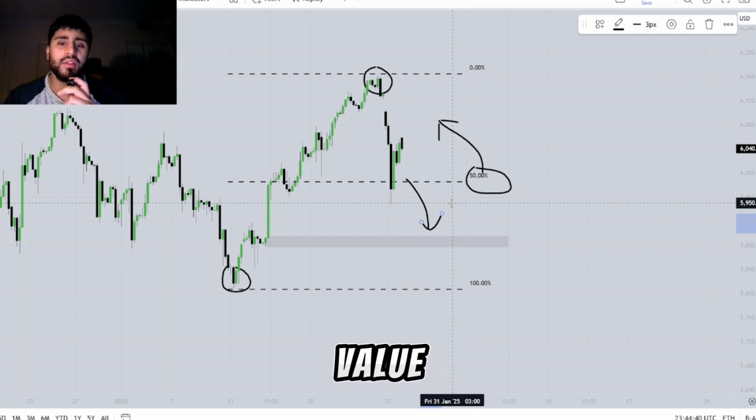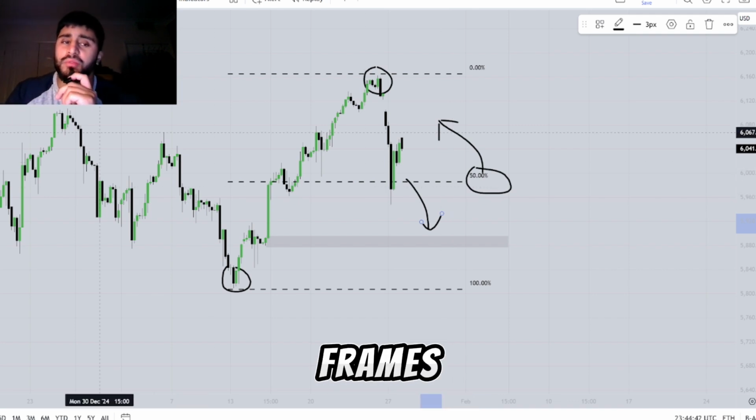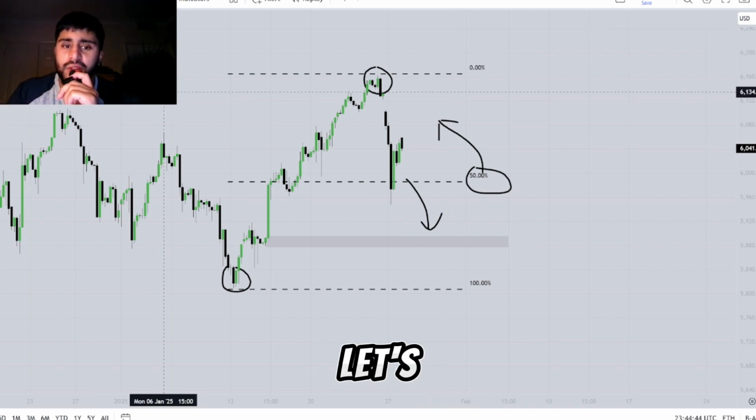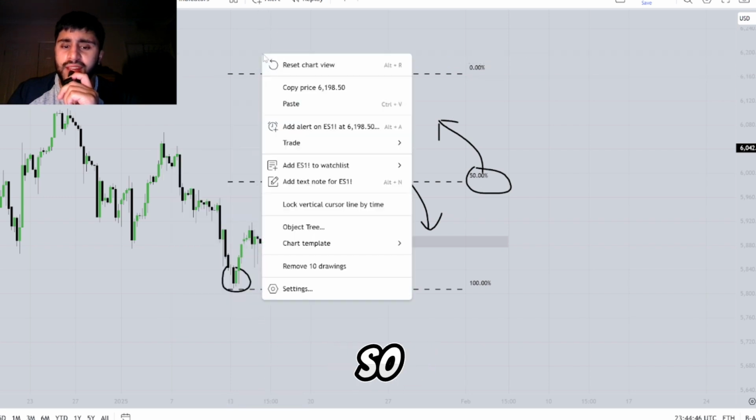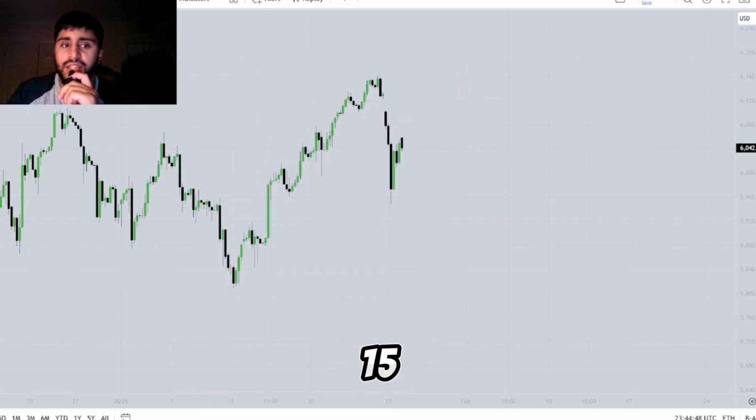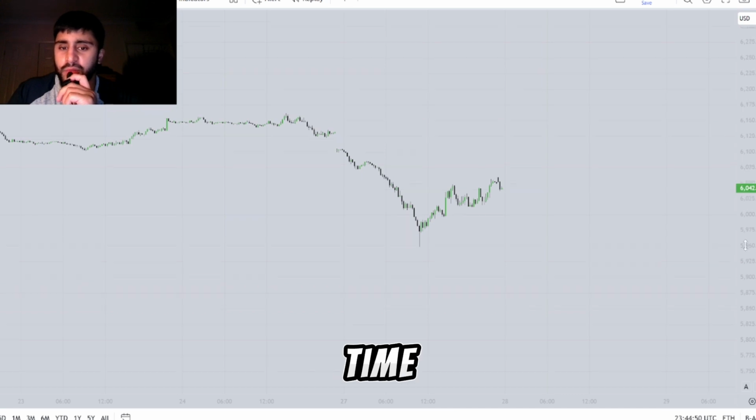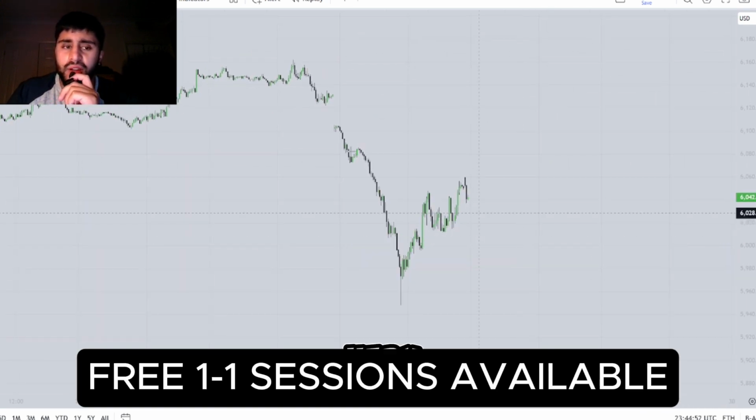And we're using fair value gaps as a magnet on the lower time frames for entry. With that being said, now let's go down to the next time frame I use. The next time frame I use is the 15-minute time frame. On the 15-minute time frame, of course, we had a very, very large sell-off.